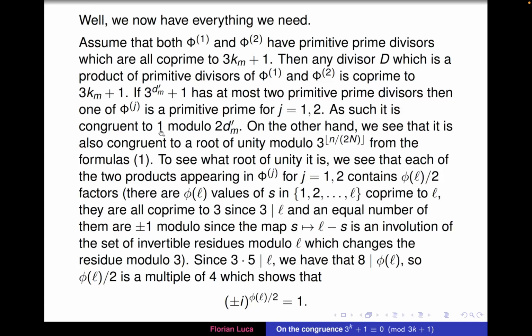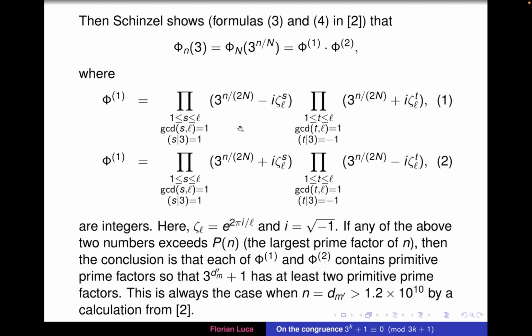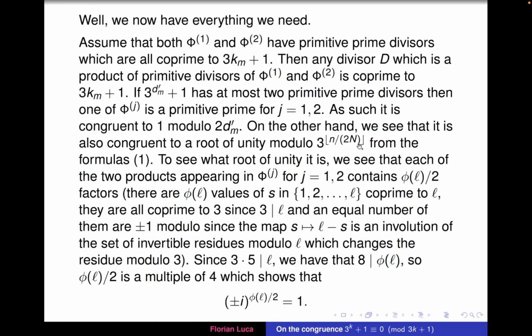Why does it work? It is congruent to 1 modulo 2dm'. But remember that I want it to be congruent to 1 modulo 3dm'. So let's go back and look at it. This factor, what's the property of it? If we expand it, it's an algebraic integer, which is congruent to a root of 1 modulo a very large prime power of 3. So if I can prove that this root of 1 is 1 itself, and if I can prove that this very large power of 3 is bigger than the power of 3 that appeared in dm', then I am already set. And this is basically the calculation.